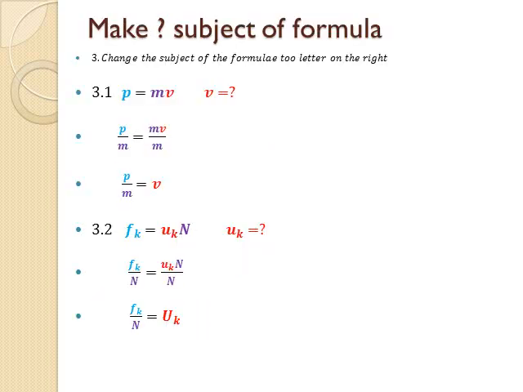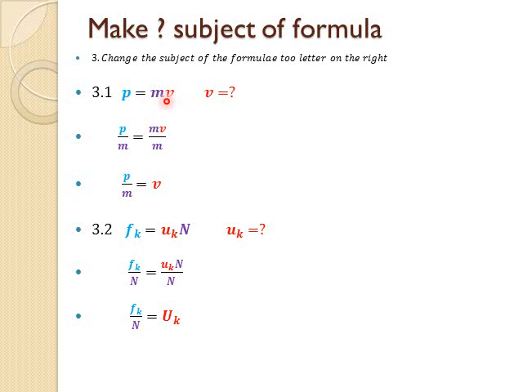Right, let's look at the next problem. Now generally we would say change the subject of the formula to the letter on the right. So there, that's your momentum equation. You learn about momentum in grade 12 physics. p equals m times v, v equals, so we want to make v the subject of the formula, meaning we want v on its own.